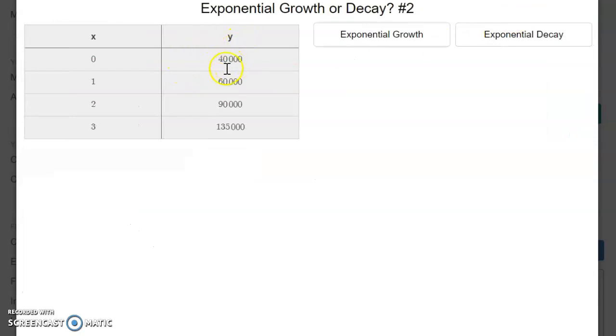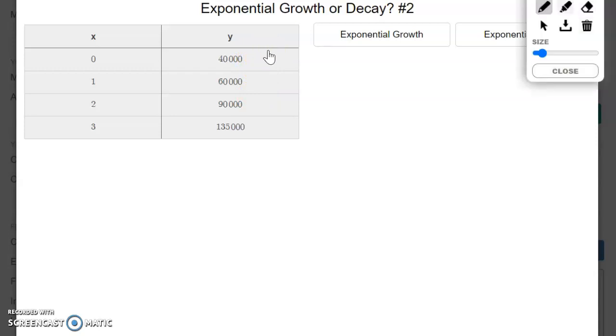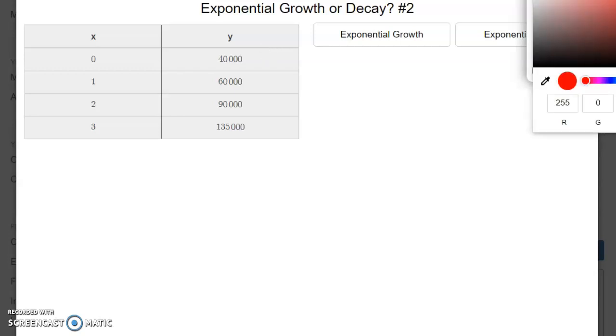Okay, what about this table? Is this going to be growth or decay? Are the values going up or down? Okay, so it is going up. The values are going up, but we need to make sure that it is exponential. Okay, so for it to be an exponential, you need to be multiplying by the same number. Okay, so how do I figure out what the number is that I'm multiplying by?